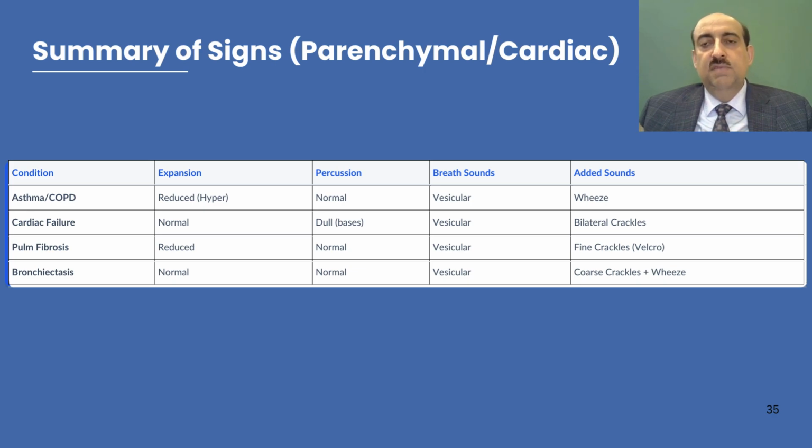The pneumonia as a differential will be on the next slide, but if there's pneumonia, then you would expect a bronchial breathing. In terms of the added sounds, in asthma and COPD, obviously it's an airway obstruction, so you would expect a polyphonic wheeze. In heart failure, you would expect bibasal crackles. In pulmonary fibrosis, it will be fine crackles, more Velcro type, we discussed previously. In bronchiectasis, you would expect coarse crackles plus or minus wheezing depending upon the severity of bronchiectasis.